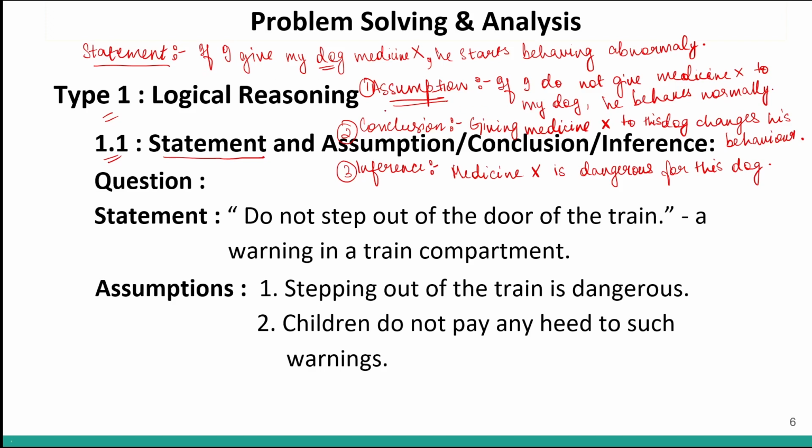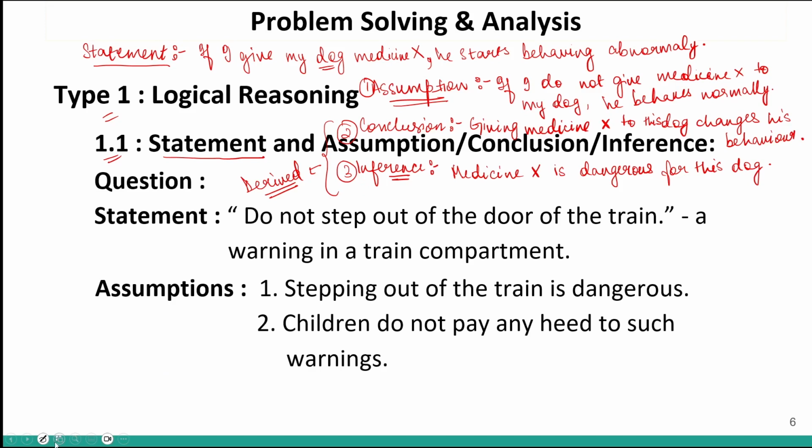Looking at this statement, we can derive these two: conclusion and inference. Conclusion means that I have concluded that giving medicine X to this dog changes his behavior, and I can infer from this statement that medicine X is dangerous for this dog. Now, inference is never mentioned directly in the statement. We have to infer it. We have to deduce it. So this is the difference between assumption, conclusion, and inference.